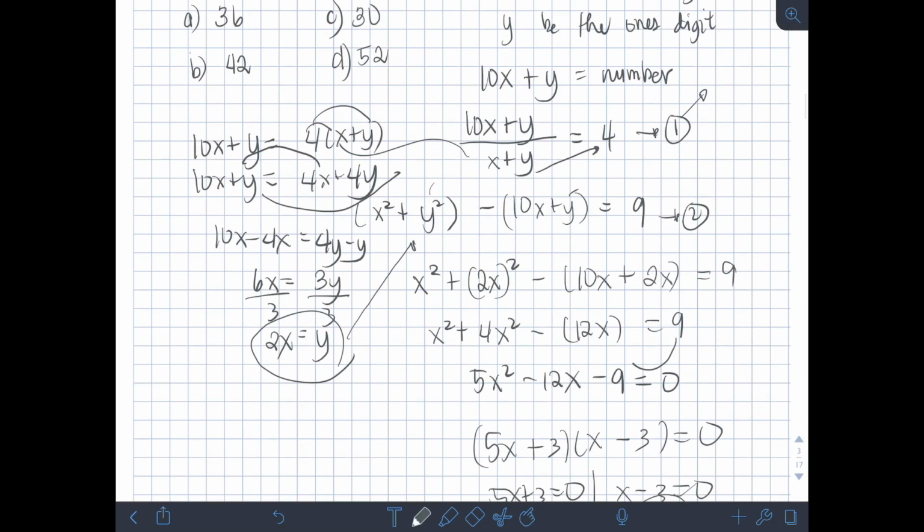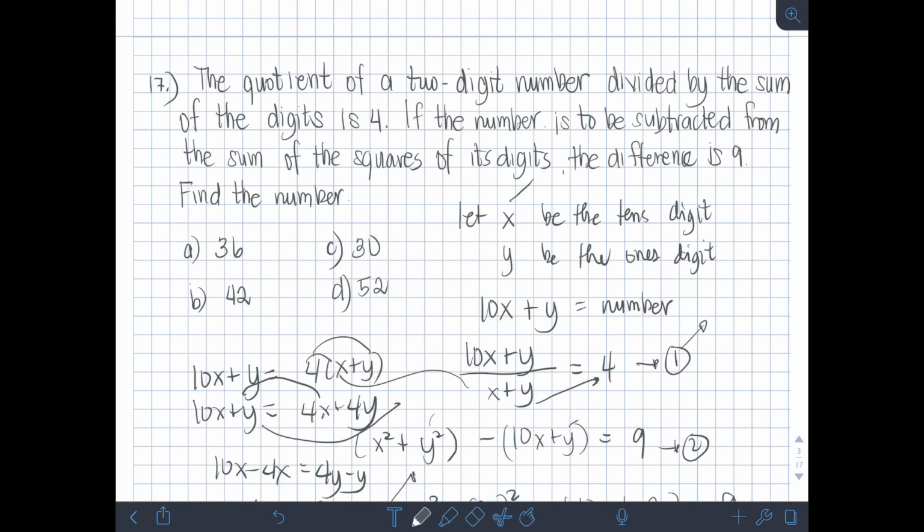So, ano naman yung units digit natin? Diba times 2 lang kasi y is equal to 2x. So, 2 times 3 is 6. So, therefore, our tens digit is 3 and our units digit is 6. So, therefore, the number is, kung sasubstitute natin dito, 10x plus y, which is 30 plus 6 is 36. So, the answer is letter A.